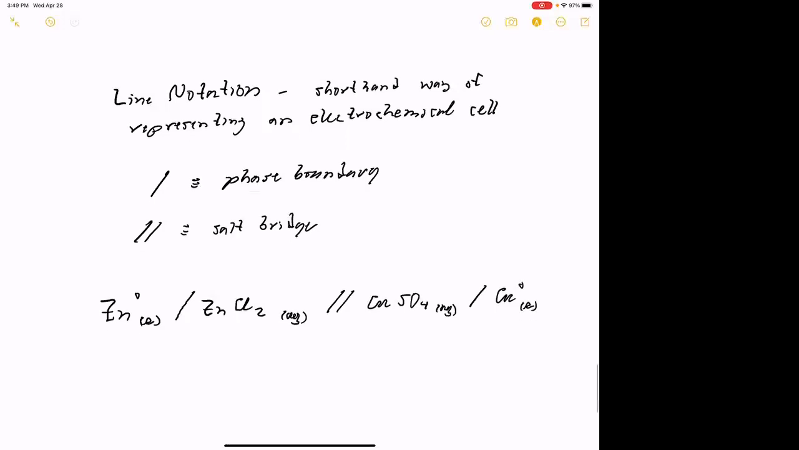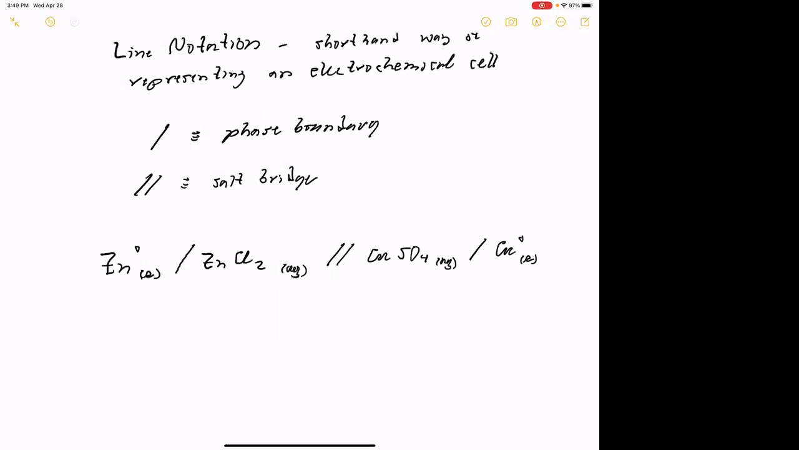Okay, now here's the rule. Regardless of whether this is a spontaneous reaction or not, the anode is always on the left of the salt bridge. Now remember, the anode is where oxidation takes place. The cathode half reaction is always on the right of the salt bridge, and that's where reduction takes place. So it doesn't matter whether this is a spontaneous cell or a non-spontaneous cell, that's always the way we're going to write this. Okay, so that's standard protocol.